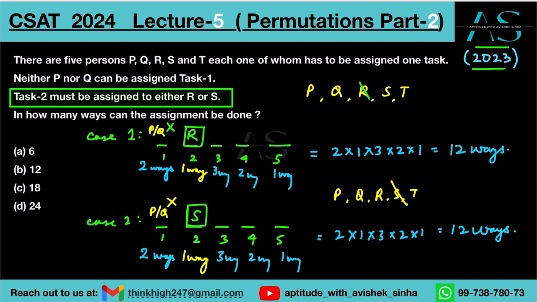Now since I'm explaining this question, I took some time to explain it, but as you can guess, once you know these concepts, you can very well solve this within 1 minute. It is hardly going to take you 1 minute. Since we have cases, the final answer is always the summation of the cases. So case 1 and case 2 added up give 24 ways. 24 ways is the correct answer for this particular question, option D.